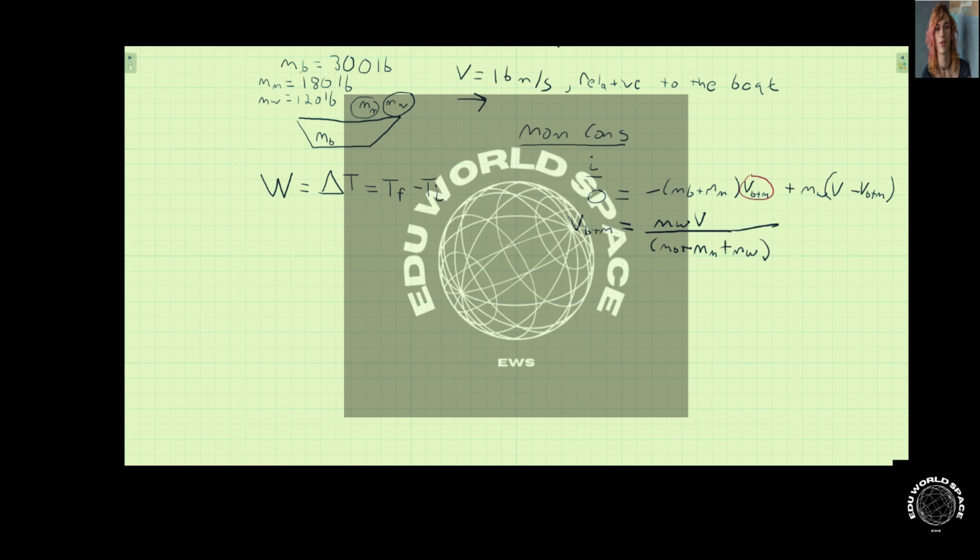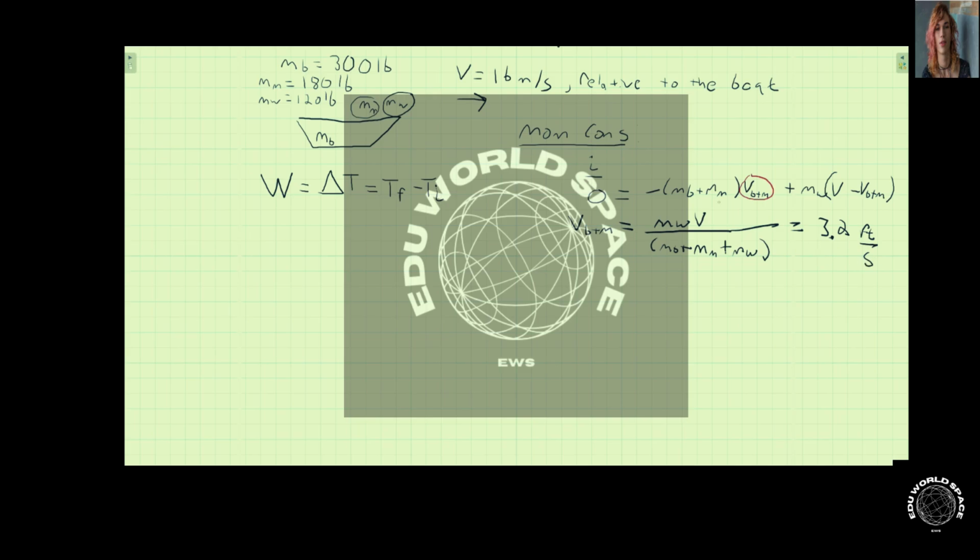We know all these values. We don't have to convert the pounds to slugs because we know that the units are going to cancel. So we just plug everything in, and we end up seeing that the boat and man actually travel backward after the woman jumps off at 3.2 feet per second. Sorry, the tablet's messing up a little bit, feet per second.